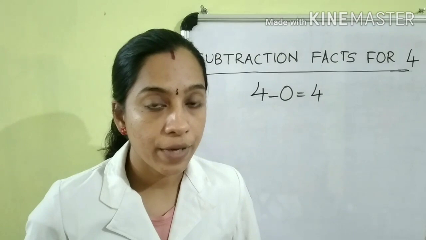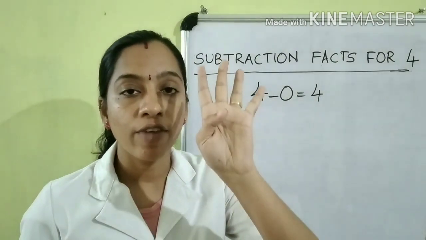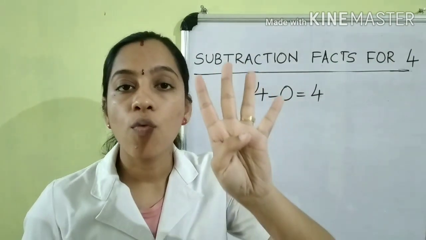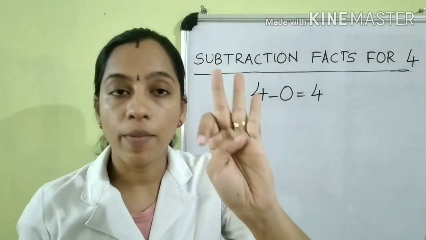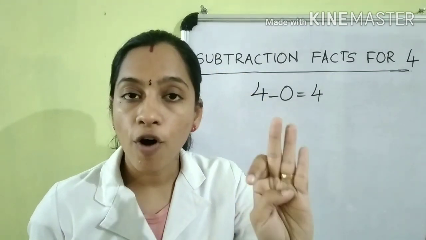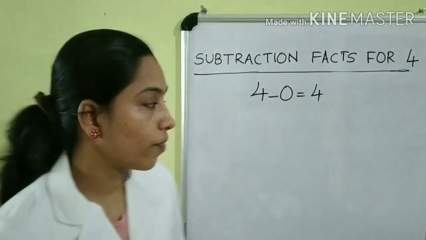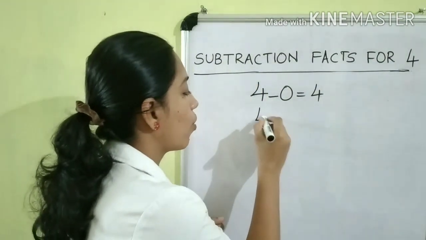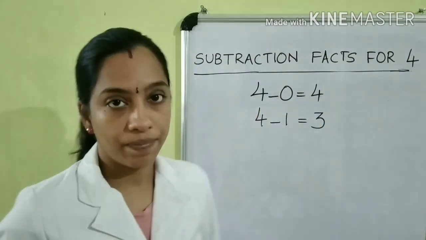Next, I want to subtract 1 from 4. For that, we have to fold 1 finger like this. Then, how many fingers left? 3 fingers. That is, 4 minus 1 is equal to 3. So, we can write 4 minus 1 is equal to 3.